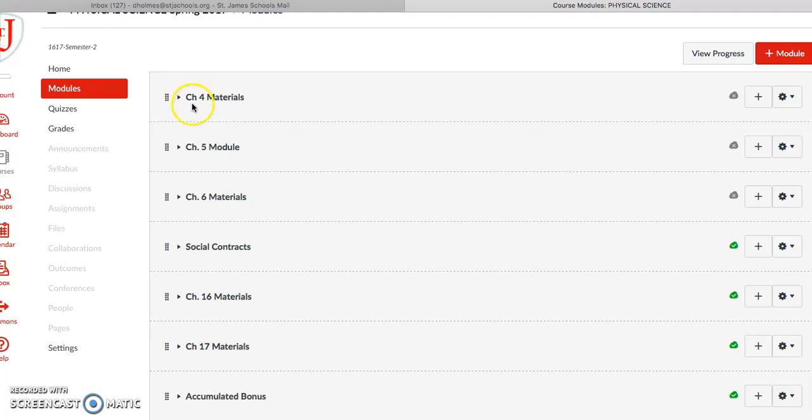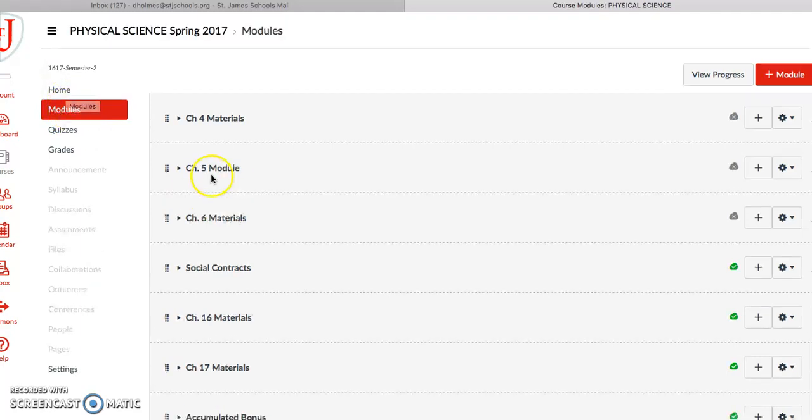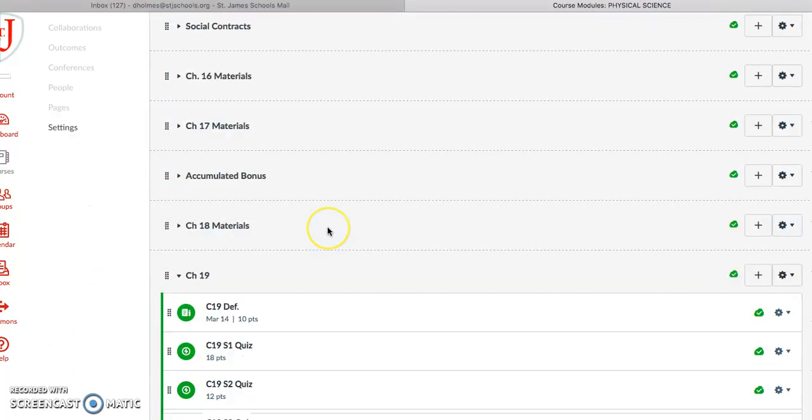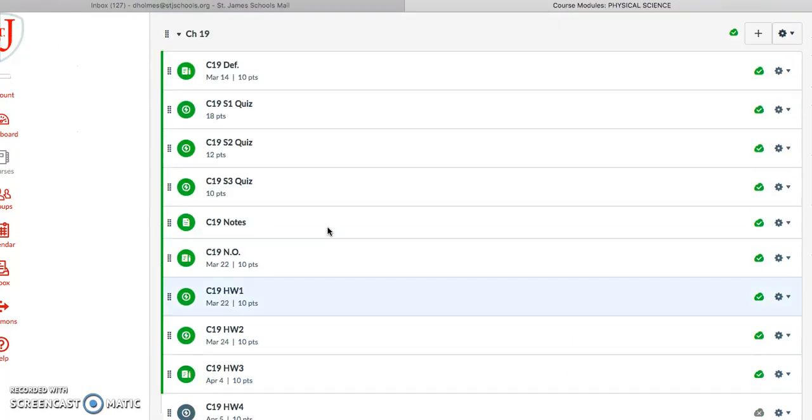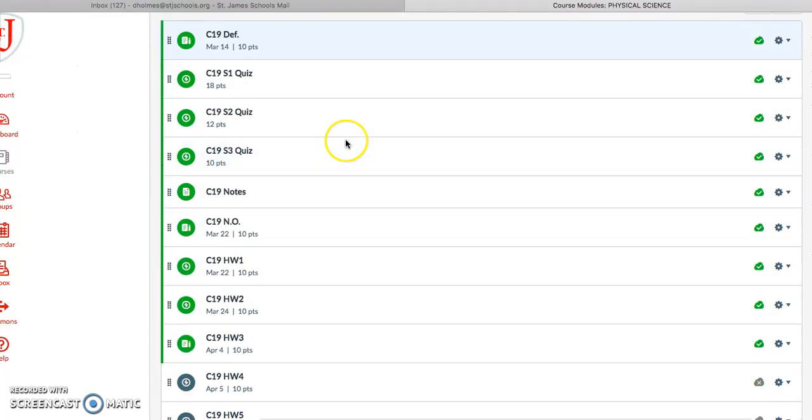chapter 19. Everything that I am doing you should be able to find through modules under Canvas. Go to Canvas modules, scroll down to the bottom, chapter 19. Right here is chapter 19 definitions. If you click on that, there's a link to the Quizlets. From that Quizlet link, you should be able to get to my entire class, all of the chapter 18, 17, 16 stuff and stuff from last semester. If not, type in D Holmes, STJ, and Quizlet search. Find the class. You should be able to find everything you need right there.